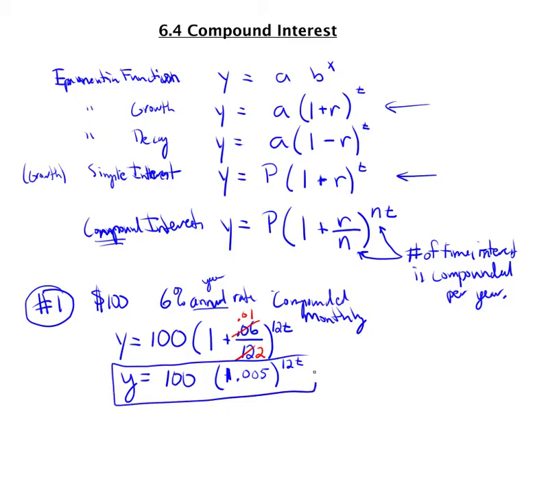So if I wanted to know, say, in 2 years, I would put 2 in for T. So that would be Y equals 100 times 1.005 to the power of 12 times 2, which is 24. So we're going to multiply that interest compounded each month 24 times, 12 each year. Now that's a little bit different than doing that simple interest.